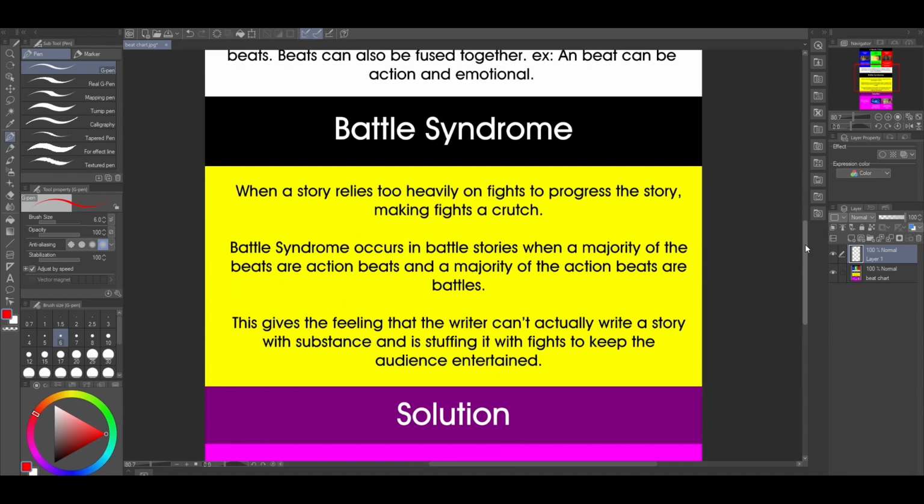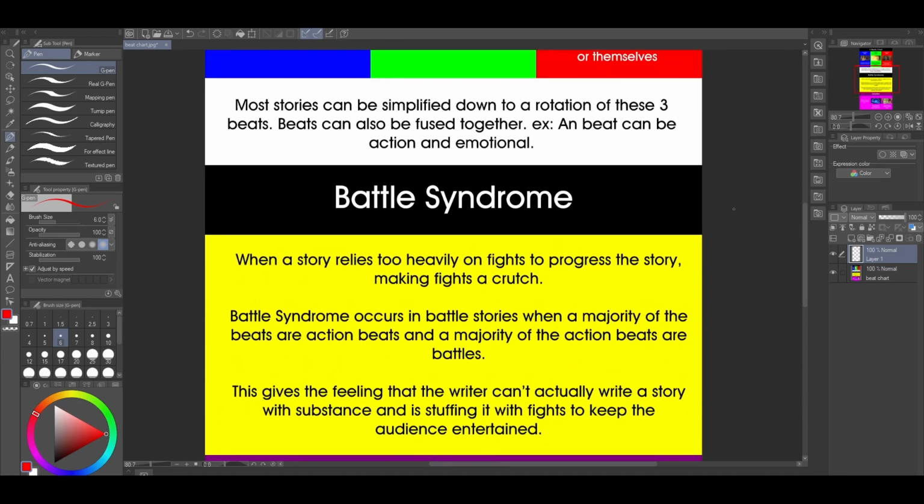And now battle syndrome. I've been saying this a little bit, but here's my explanation. I define battle syndrome as when a story relies too heavily on fights to progress a story, making fights a crutch. So like sometimes stories, especially in battle manga, they just kind of have fight after fight after fight, and it begins to feel like it's a crutch, and like the author can't write a story. Battle syndrome occurs in battle stories when a majority of beats are action beats and a majority of those action beats are battles.